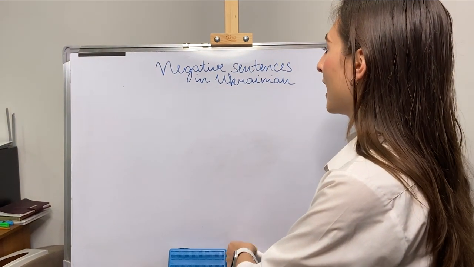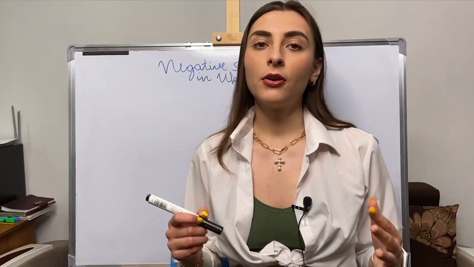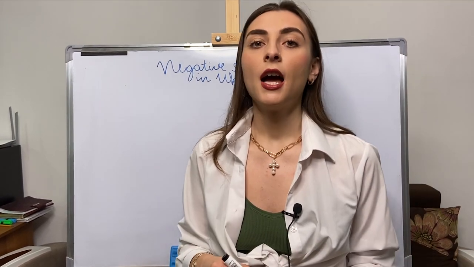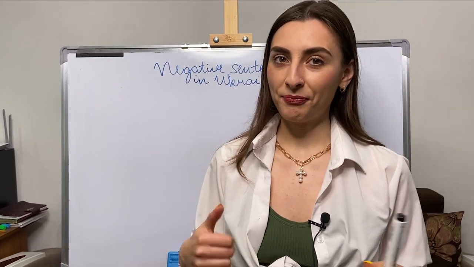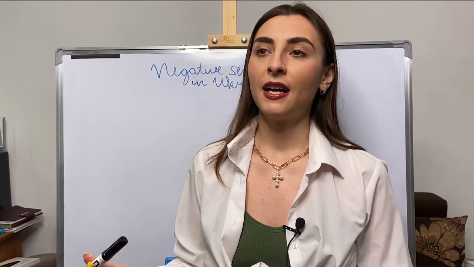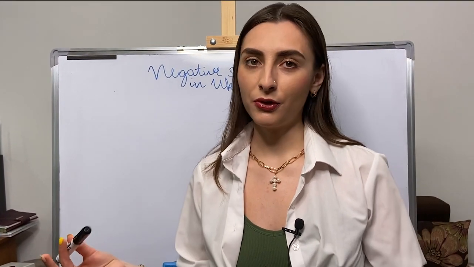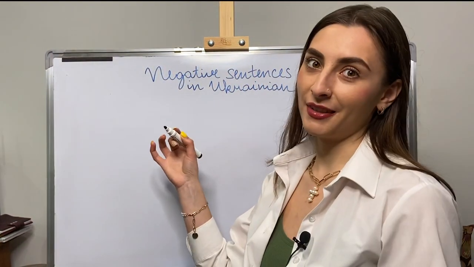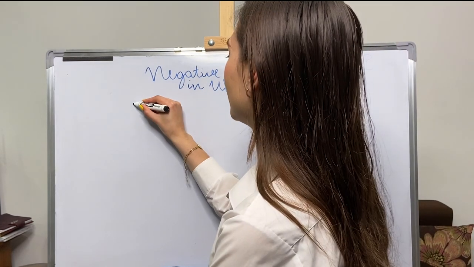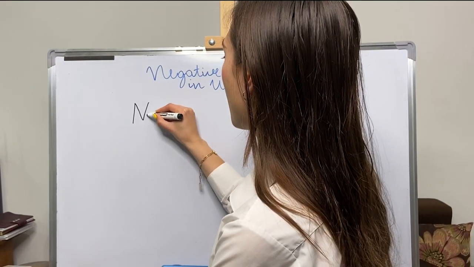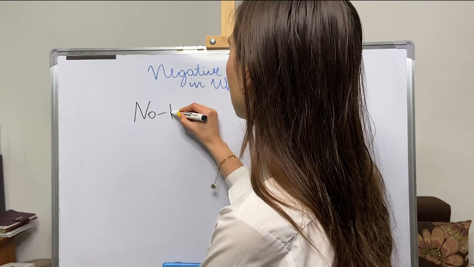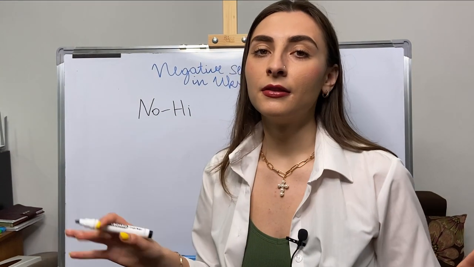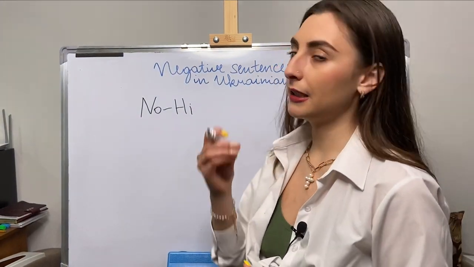So negative sentences. First of all, let's learn the negative particles in Ukrainian language. So you know how to say так? Так, it means yes, but what about no? Do you know how to say no? So it's very easy, very short, easy word in Ukrainian language. So no in Ukrainian language means ні. Ні. It means no. Ні.